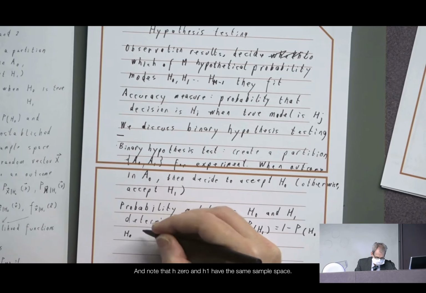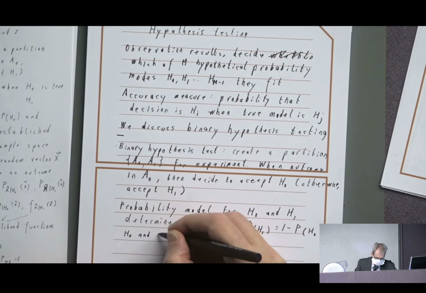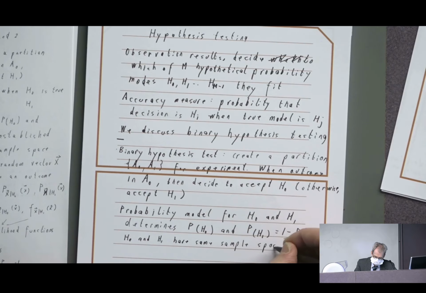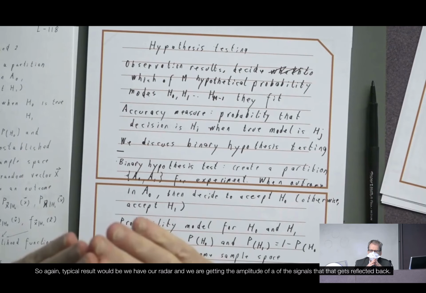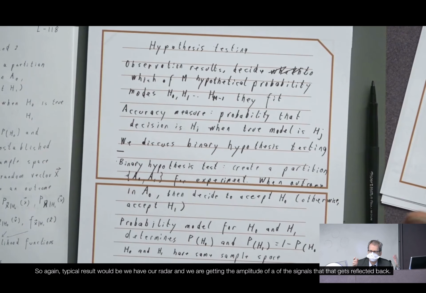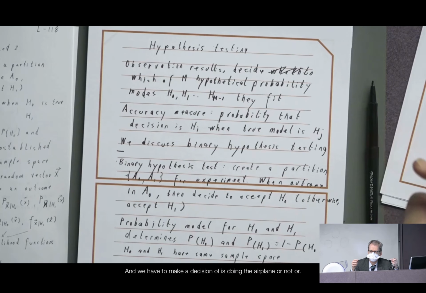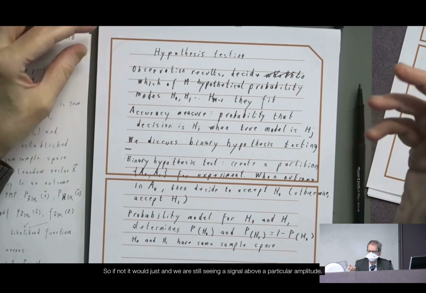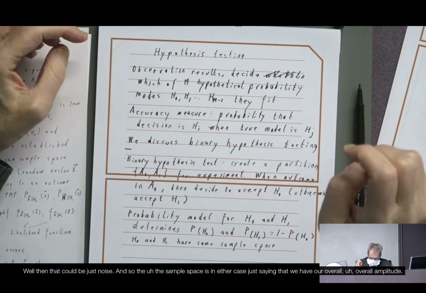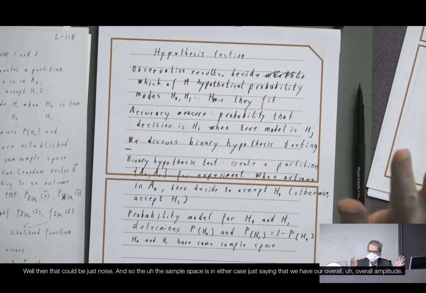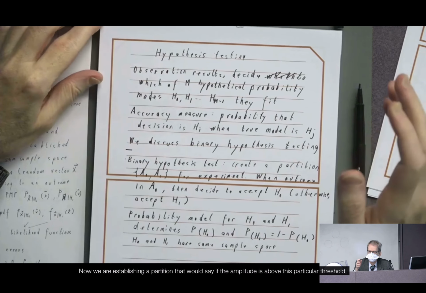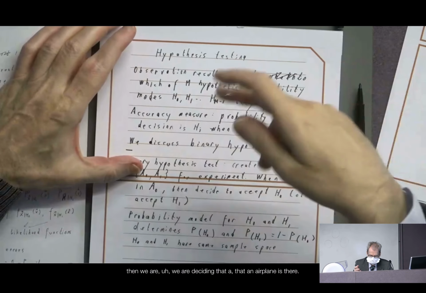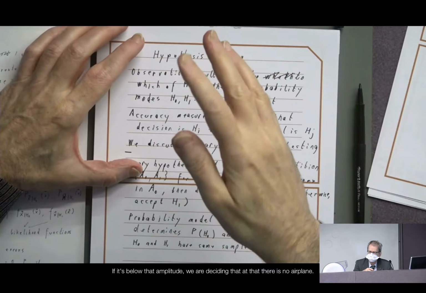And note that H0 and H1 have the same sample space. So again, typical result would be we have our radar and we're getting the amplitude of the signal that gets reflected back, and we have to make a decision of is there an airplane or not. If not, we are still seeing a signal above a particular amplitude, well, that could be just noise. And so the sample space is in either case just our overall amplitude. Now we're establishing a partition that would say if the amplitude is above this particular threshold, then we're deciding that an airplane is there. If it's below that amplitude, we're deciding that there is no airplane.